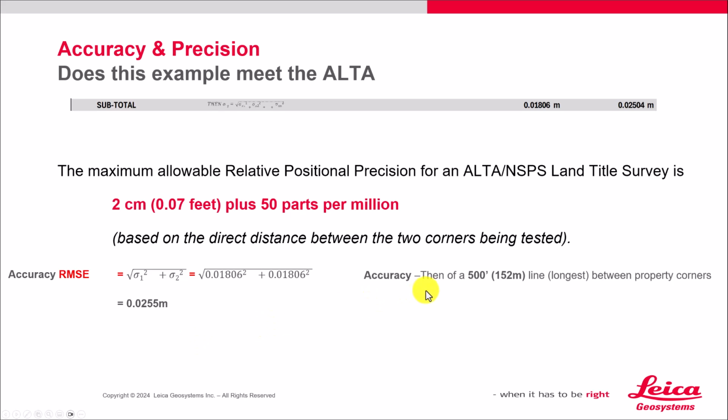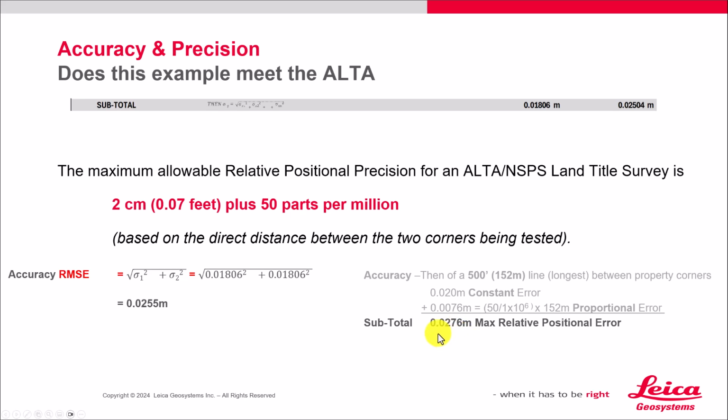Now let's see how this all works. If we're going to shoot a 500-foot line between property corners, 2 millimeters constant error, 50 parts per million over 152 meters, 0.0076, and this number we've had before, 0.0276 meters, is the maximum allowed. So 0.0255 barely meets the standard, just barely. So using RTK is a little concerning depending on how far you have between your property corners.